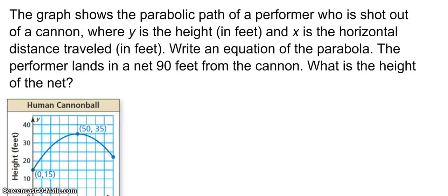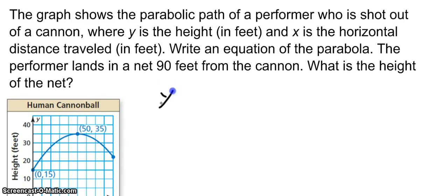Okay, so next one. Here, the graph shows the parabolic path of a performer who was shot out of a cannon where y is the height in feet, x is the horizontal distance traveled, and we want to write an equation of this performer's path. So as we do that, though, I want to point out that projectile motion, which is what this would be considered because it's something being fired out of a cannon in this case, is one of the major applications of quadratic functions. So how do we go about this, though?